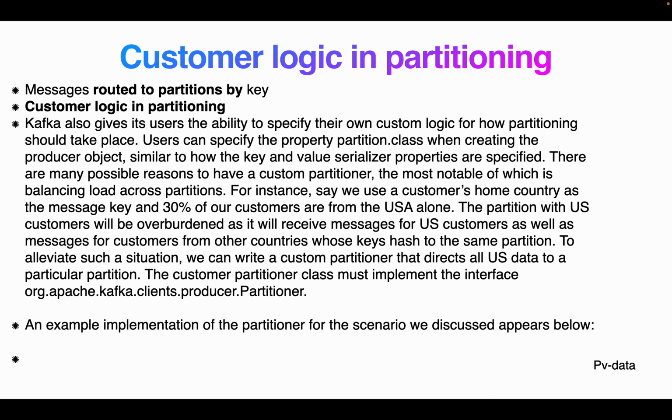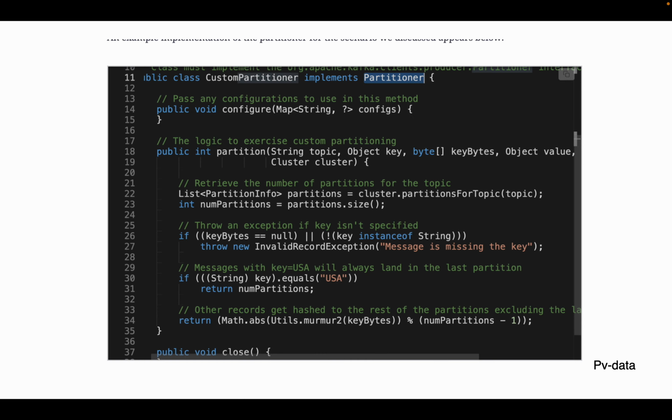org.apache.kafka.clients.producer.Partitioner. So this is the example of a custom partitioner. I have implemented a custom partitioner, and it has a configure method with a config map. Then the partition method takes the topic, key, key bytes, value, value bytes, and cluster. If the key bytes are null or the key is not an instance of String, the message is missing a key. If the key string equals USA, then we return a specific partition. If not USA, then we use Math.abs or some other method to generate the partition.